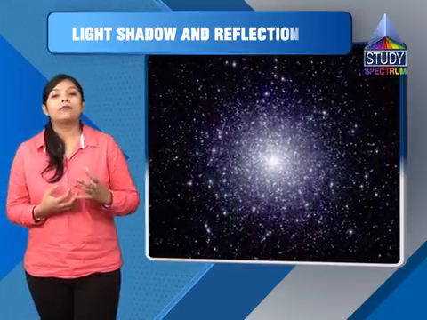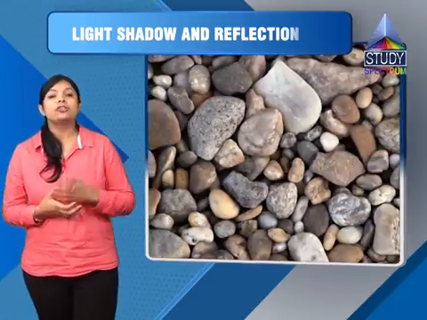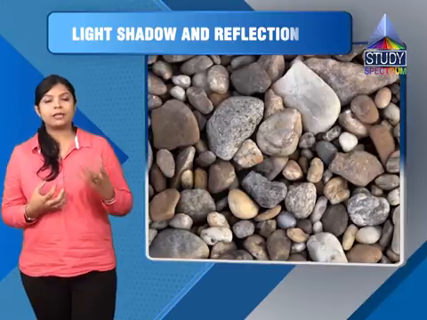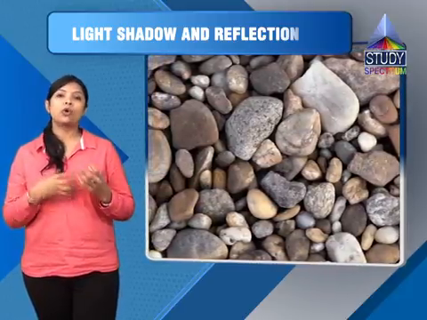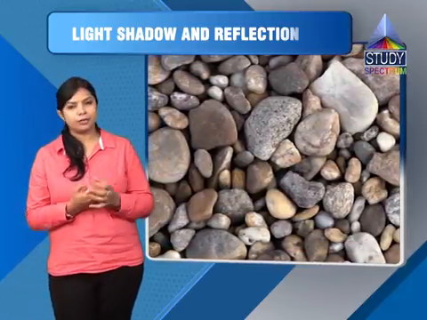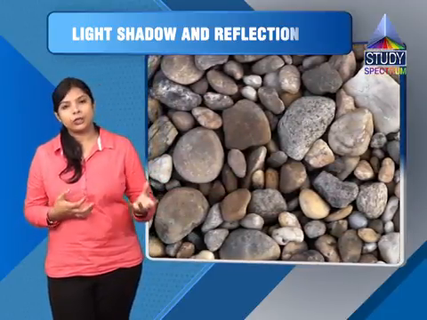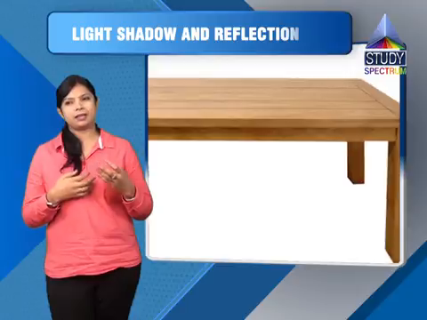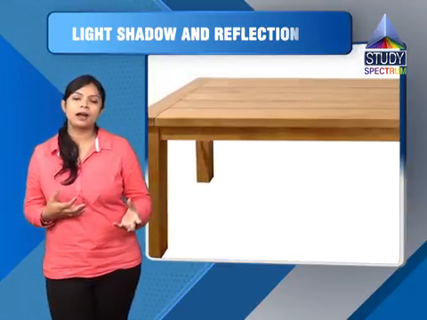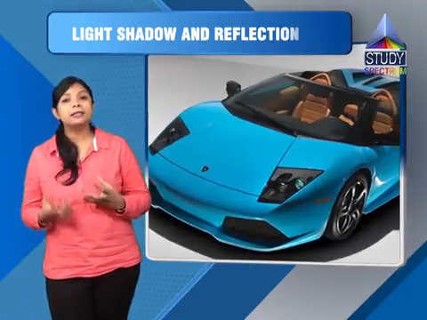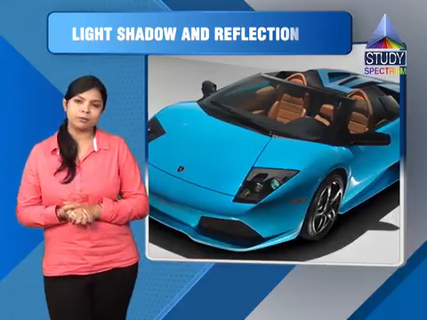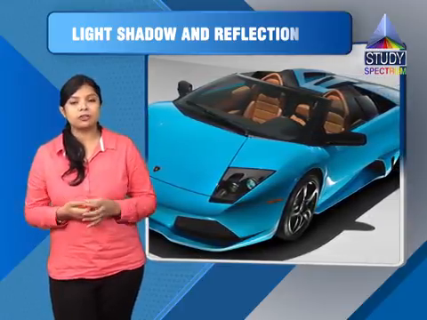Now, what are non-luminous bodies? The bodies which do not emit their own light are called non-luminous bodies. What can come in this category? Things like a door, table, human being, car, different transports come in the category of non-luminous bodies. How can we see these objects?